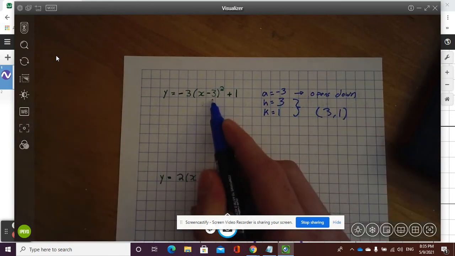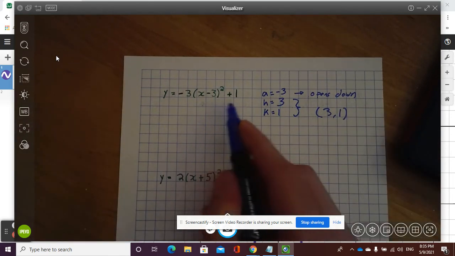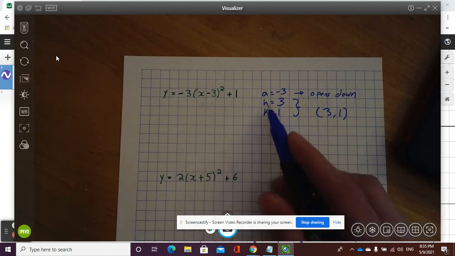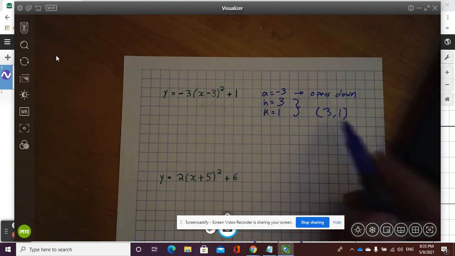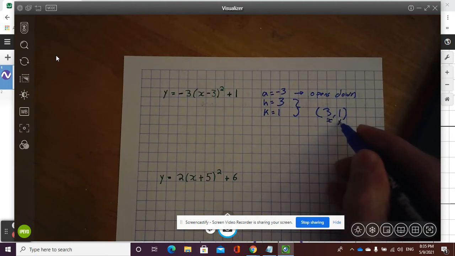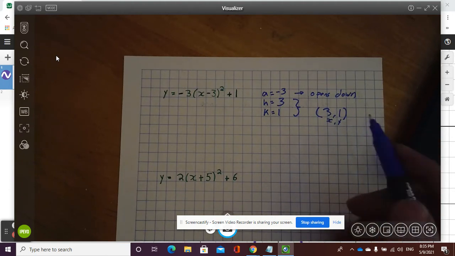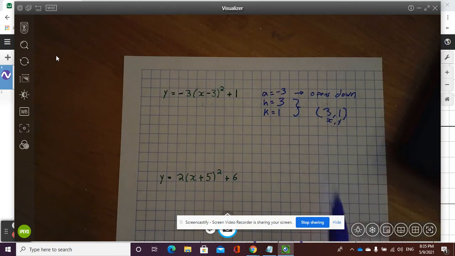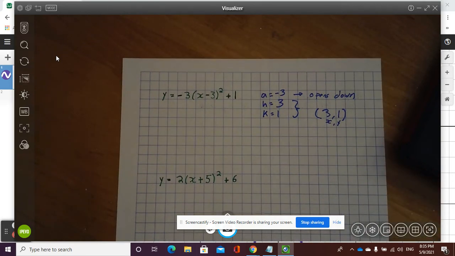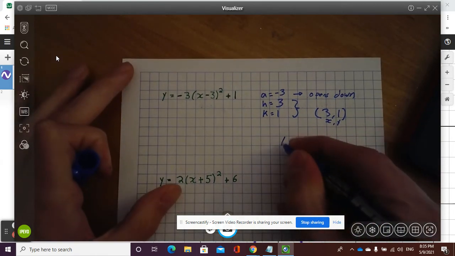So I'm flipping the number in the bracket. I'm not flipping the number at the end. H and k, alphabetical order. H comes before k. If that helps you remember that x is coming before y. So I've got a vertex of 3, 1. It opens down. If I wanted to find the y-intercept of this parabola, so what is the y-intercept?